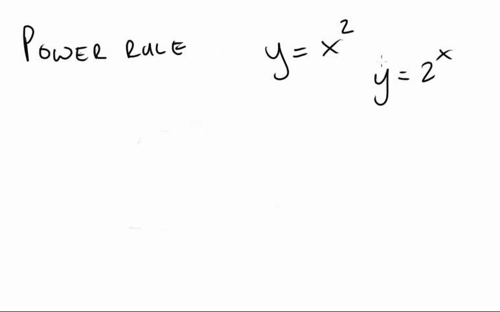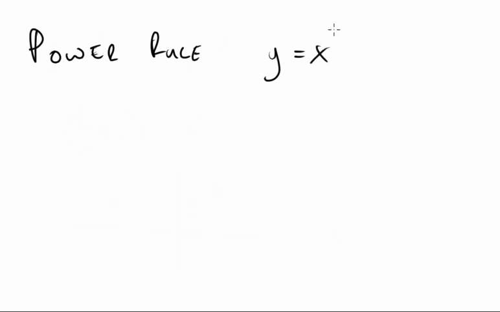The rules are different. The power rule does not apply for this one right here. I didn't mean to do that. Alright, let's try this again. Power rule. It applies when the base is the variable and the exponent is a number, like x squared. I'm going to generalize this, just like we did before, by looking at y equals x to the n, where n is some number.